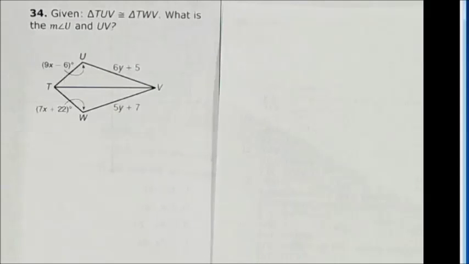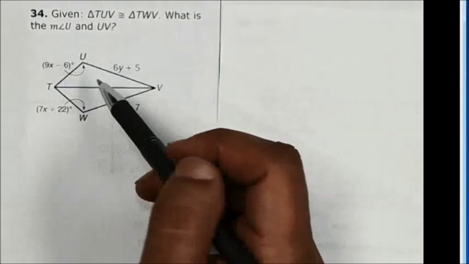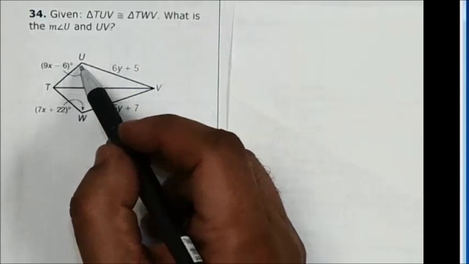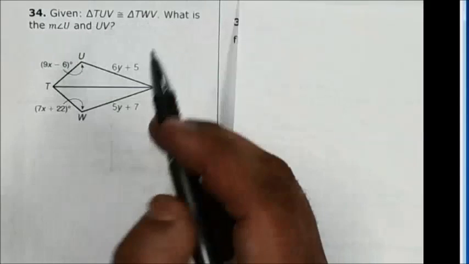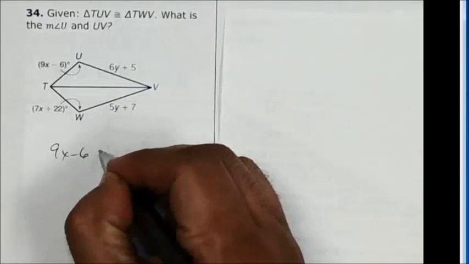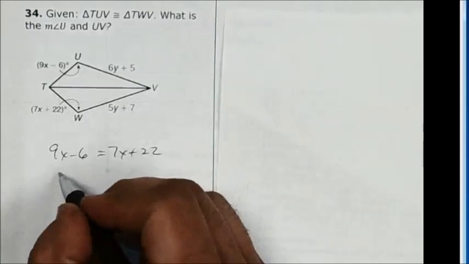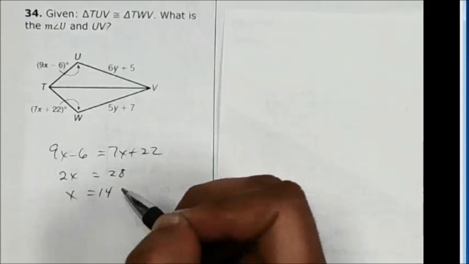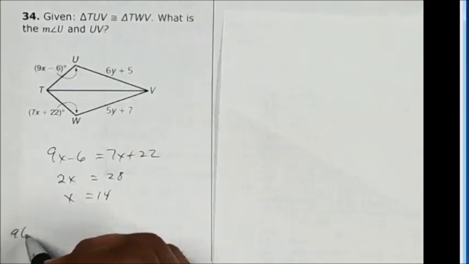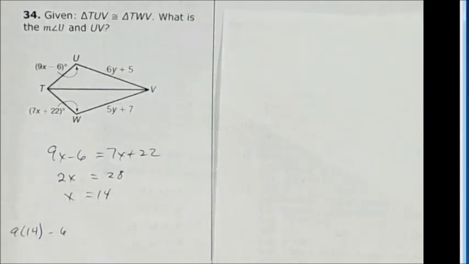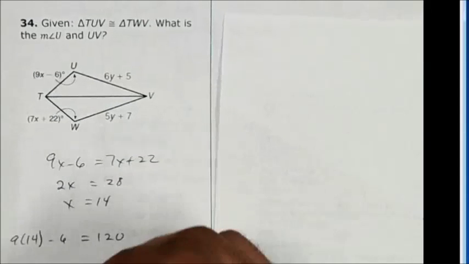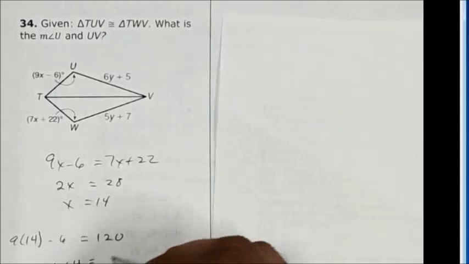Number 34 is telling me that the triangles are congruent, and I want to find the measure of angle U and the length of UV. All right, so this given statement tells me that angle U is congruent to angle W. So that's 9x minus 6 is equal to 7x plus 22. That tells me that 2x is equal to 28, which means x is equal to 14. I need to substitute that in. 9 times 14 minus 6. I put that in the calculator. That tells me that this is 120. So I know that the measure of angle U is equal to 120 degrees.